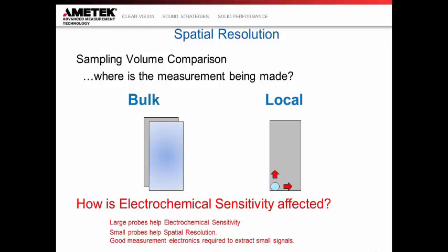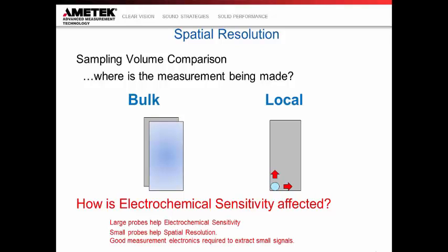They generally compete. And the reason for that is if I had a very large probe, I'm going to have a larger amount of signal coming into that probe. That's going to help my electrochemical sensitivity. If I have a large signal, I can measure it more easily than I can measure a small signal. However, if I go to a small probe, that's going to help my spatial resolution.